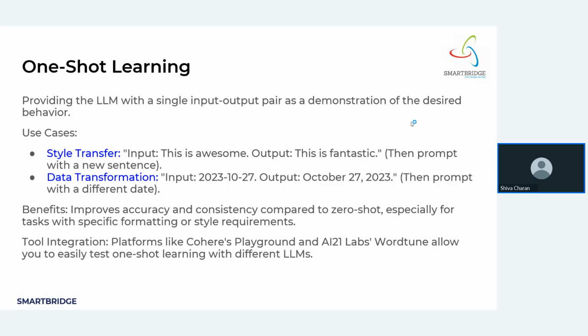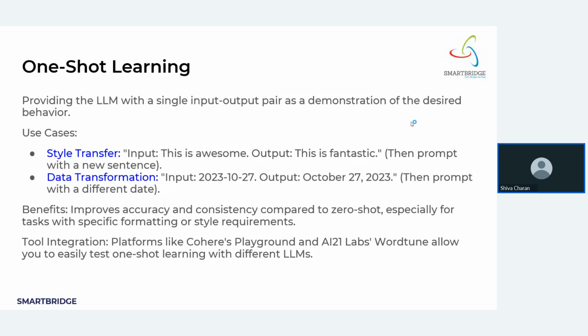Okay. And what are some use cases? Style transfer, data transformation, benefits, tool integration, all these things are present. So what is this with use cases, style transfer, input? What is it saying? This is awesome, and output will be, this is fantastic. Like the prompt will have a new sentence. And data transformation, it's like input and output should be in that format.